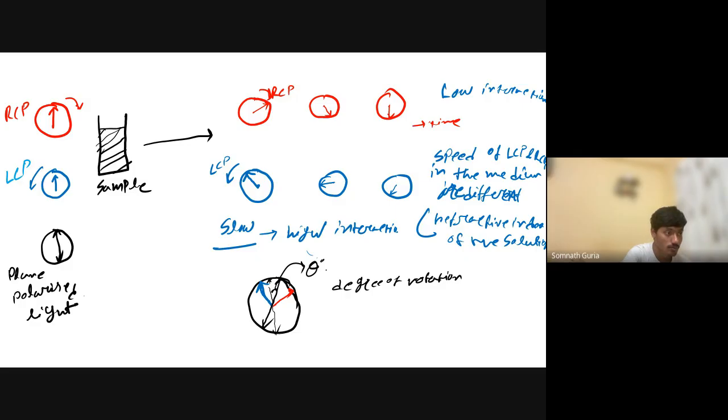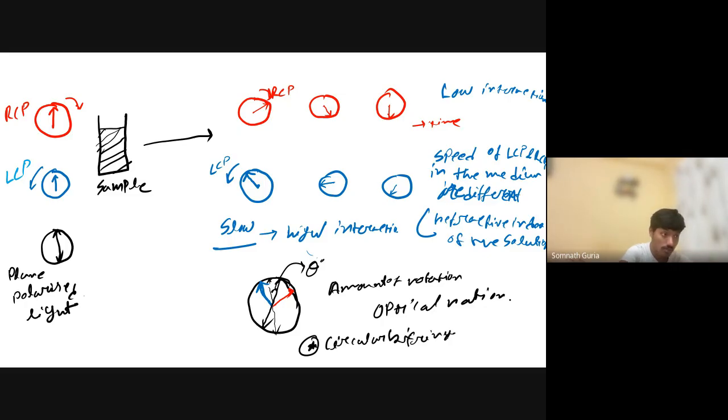This is the amount of rotation. Okay, so this is known as the optical. This phenomenon is called circular birefringence.